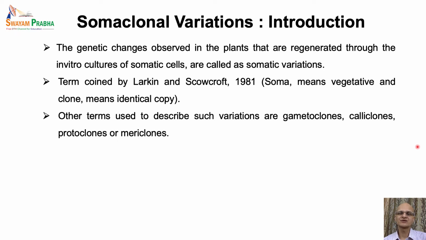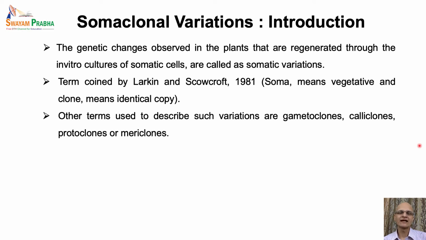Other terms have also been used to describe such variations, like gametoclones, caliclones, protoclones, or mericlones. These names have been derived from the sources or origin of these clones. Like the clones that are derived from the culture of gametic cells, that is microspore culture or anther culture, these are called gametoclones. And the genetic variations observed in these plants regenerated from microspores or anthers are called gametoclonal variations.